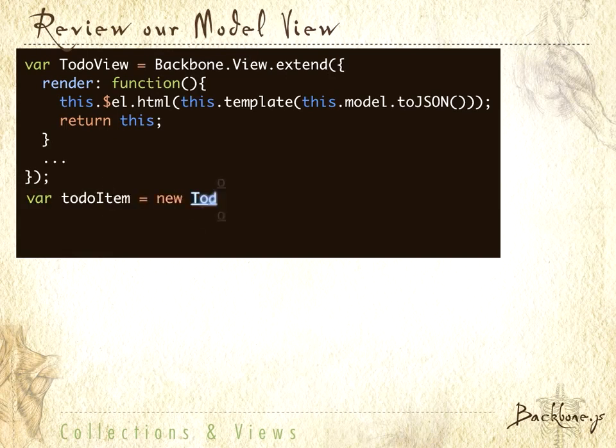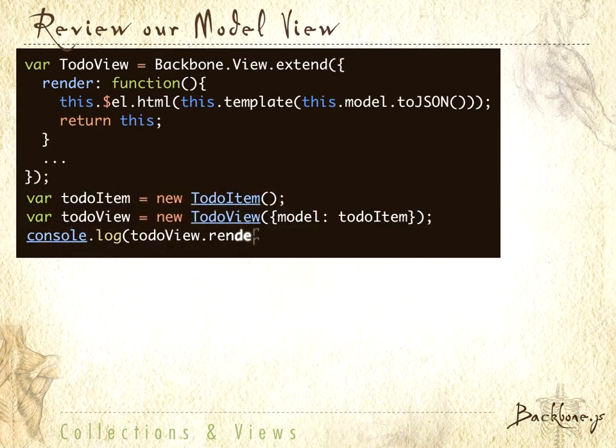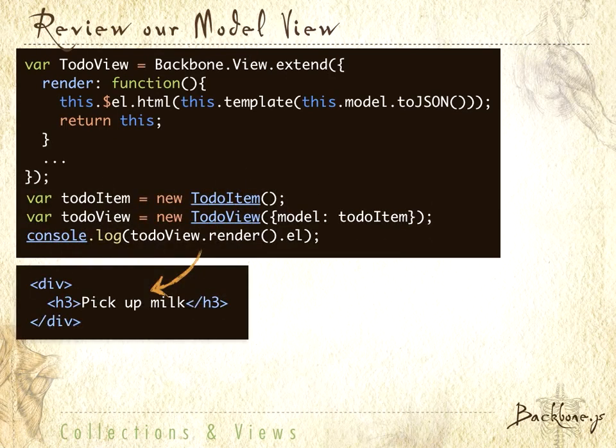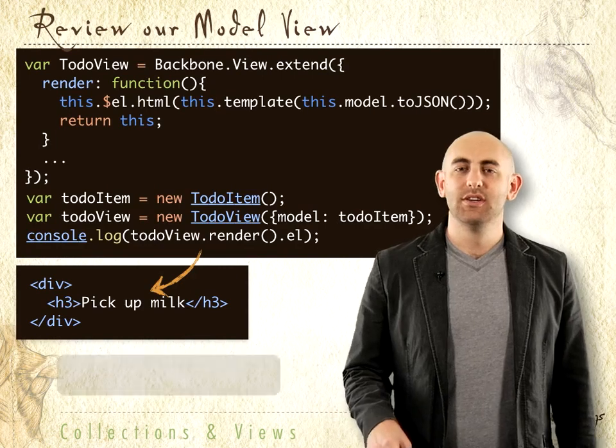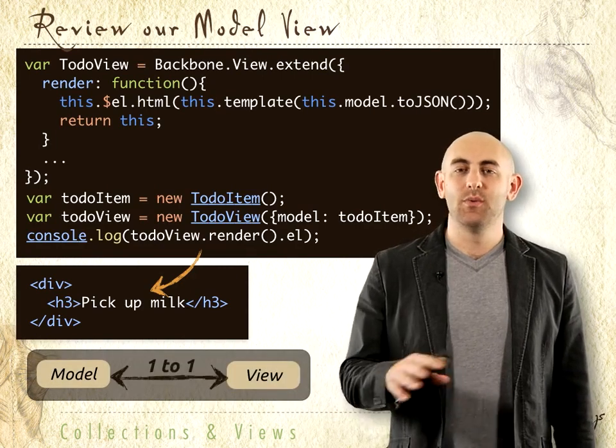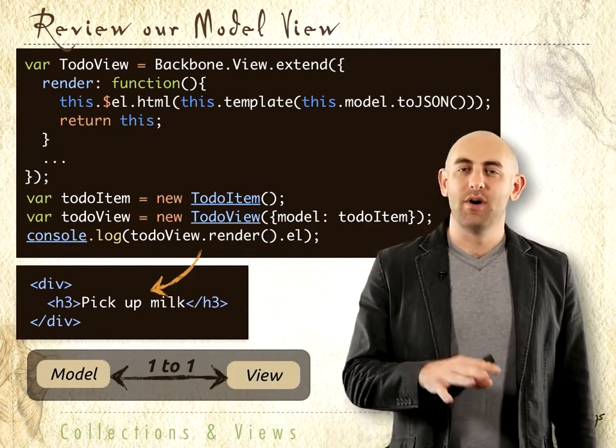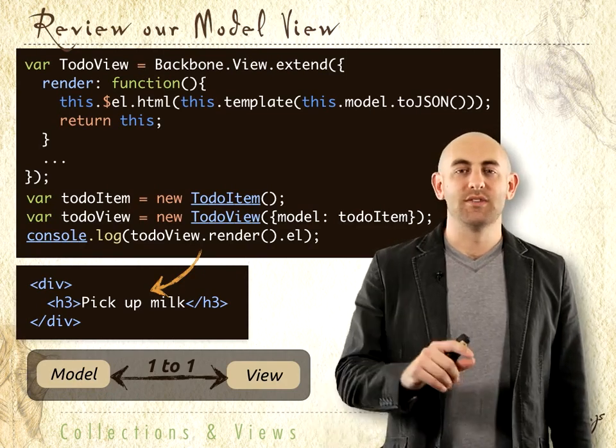As you can see, we've defined it here with the render function. Then when we create a new to-do item and pass it into a new to-do view instance, we can render it out and we'll get the HTML. As you may have noticed, our models and views have a one-to-one relationship. That means that our model has one view and our view has one model.